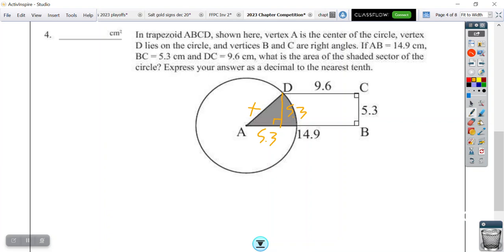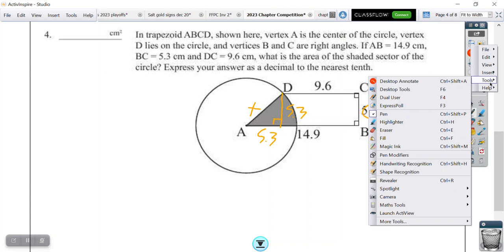5.3. Why is the vertical 5.3? Oh, because this is 5.3 and the line is parallel. 5.3 squared is 28.09, and then there's 2 of them, so times 2, and then you just take the square root of 56.18.